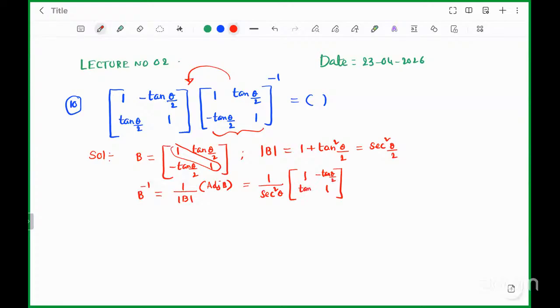tan theta by 2, right? Suppose say this is A matrix. Now we need to find out AB inverse. So AB inverse we need to find.